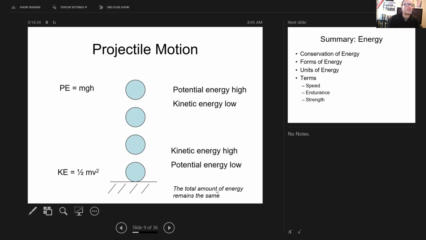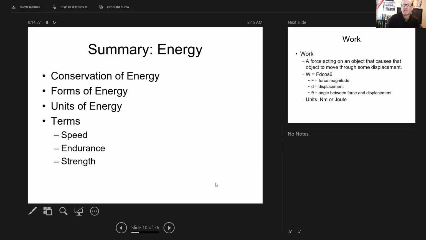Okay, quick summary. Conservation of energy: the total amount of energy at any moment in time is the same as the total amount of energy at some other moment in time. There are different forms of energy, and energy can transfer between different forms. So the key with the conservation of energy is that we need to add up all the different forms of energy at one moment in time. And then we know that that's going to be the same total amount of energy, but the energy may have changed form. Units of energy are joules, and then other terms that we'll use related to this: speed, endurance, and strength.